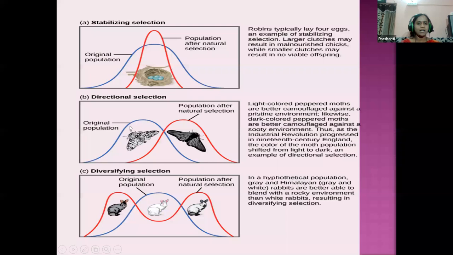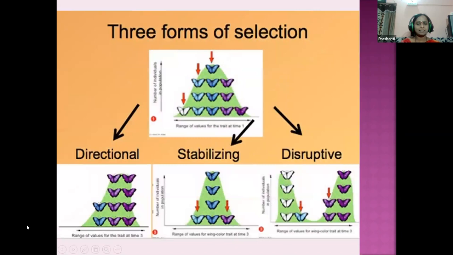Directional means moths completely moving to an extreme end, or the rabbit colors. That is moving towards the extremes. This is a diversifying selection. So when you see the selections of the butterflies, children, the same example when we apply to the three types: directional means moving to one direction. Stabilizing means towards the center of the graph. So here the stable population is the intermediate individuals and the extremes are eliminated. Disruptive means intermediate types are eliminated and both the extremes are being selected. So these are the three forms of selection, children: disruptive, stabilizing, and directional.